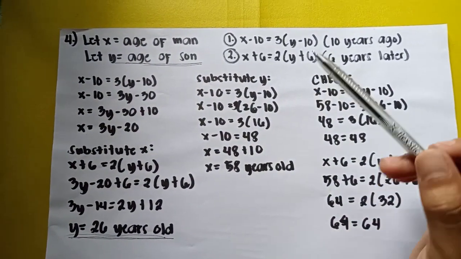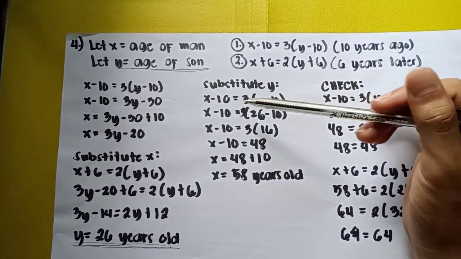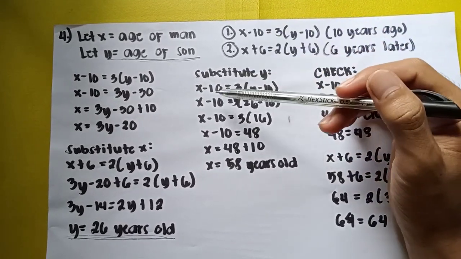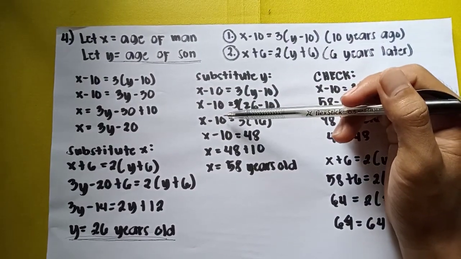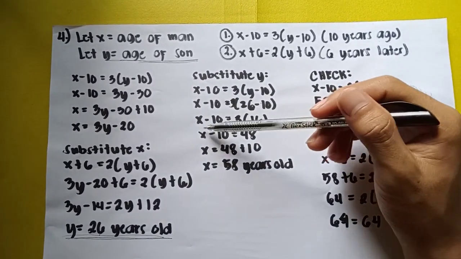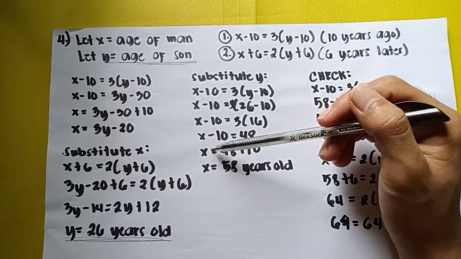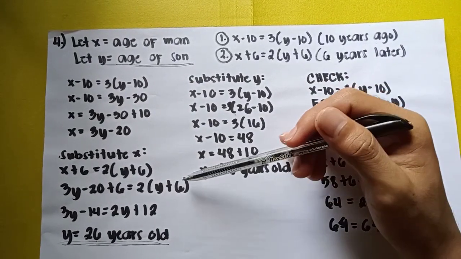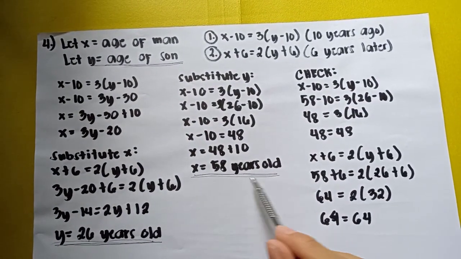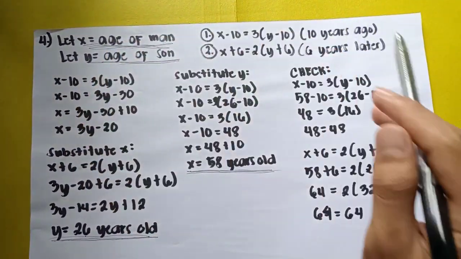Then next, let's substitute y in the equation x minus 10 equals 3 times y minus 10. x minus 10 equals 3 times the value of our y, which is 26 minus 10. x minus 10 equals 3 times 16. x minus 10 equals 48. x minus 10 equals 48, plus 10. x is equal to 58 years old. So this is the age of the father or the man.